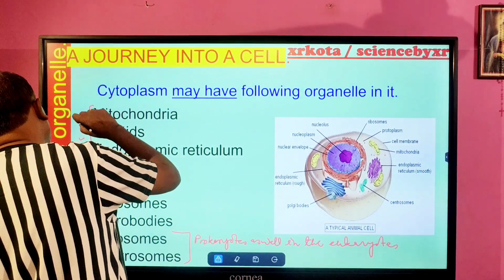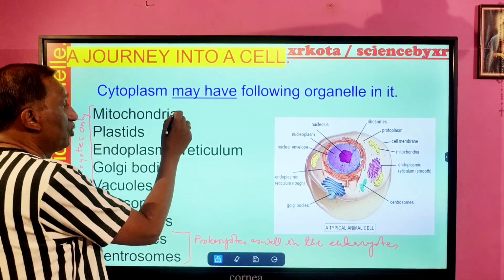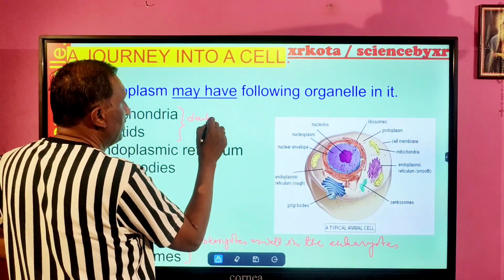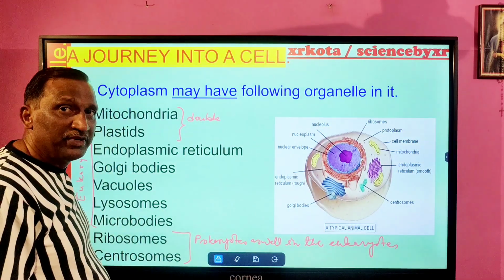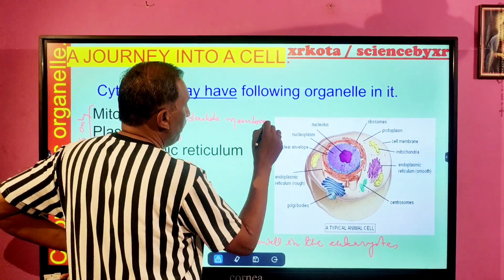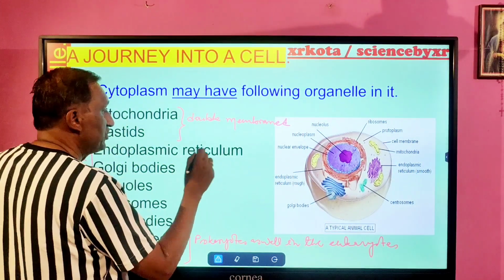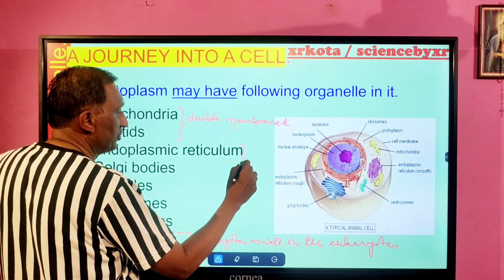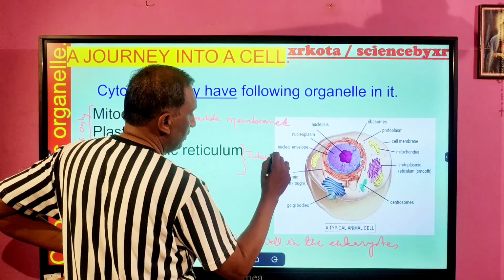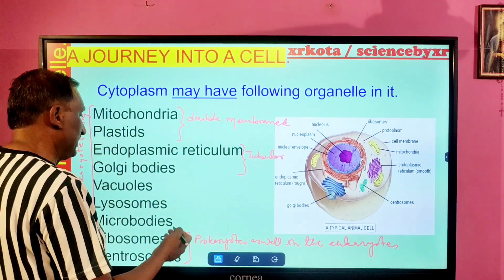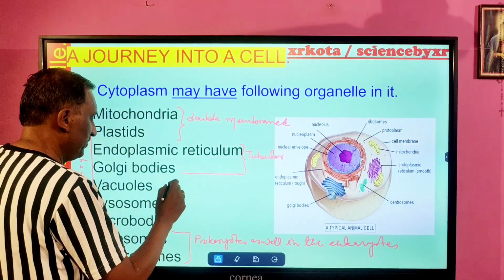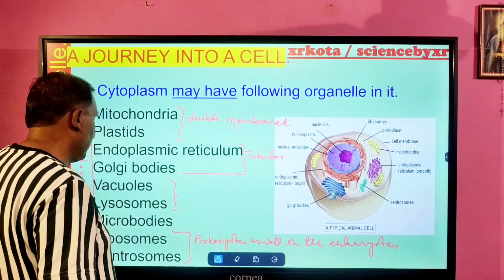Now mitochondria and plastids are covered by two membranes, so we will write here double membraned. These two consist of tube-like structures, so we'll write tubular. That's why we have grouped them like this. It becomes easy for study, and if a question is asked, we can answer it properly.